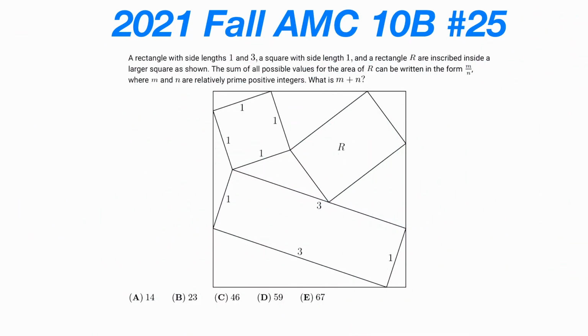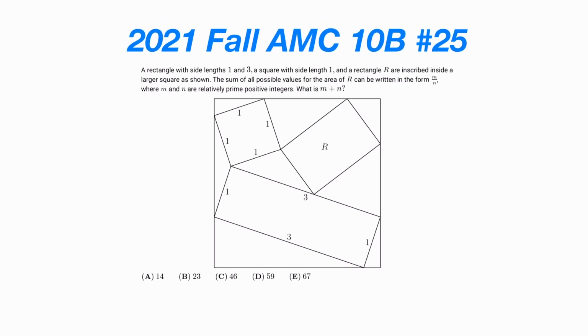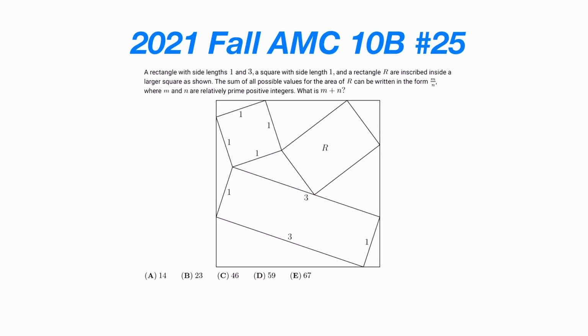In today's episode of Investigation, we're finally tackling the last problem on the 2021 Fall AMC 10B test, namely number 25. So this problem states a rectangle with side lengths 1 and 3, a square with side length 1, and a rectangle R that are inscribed inside a larger square as shown. You have this, this, and this.